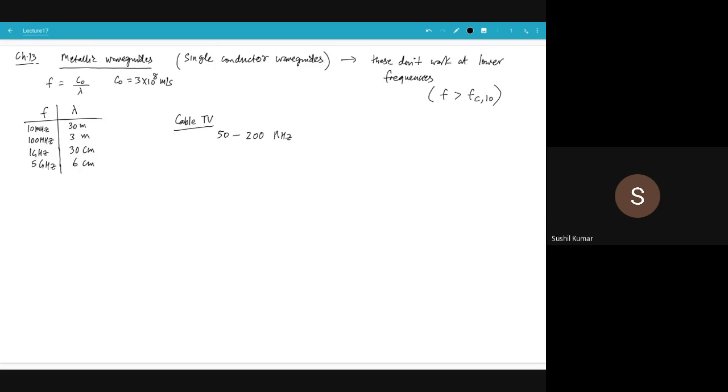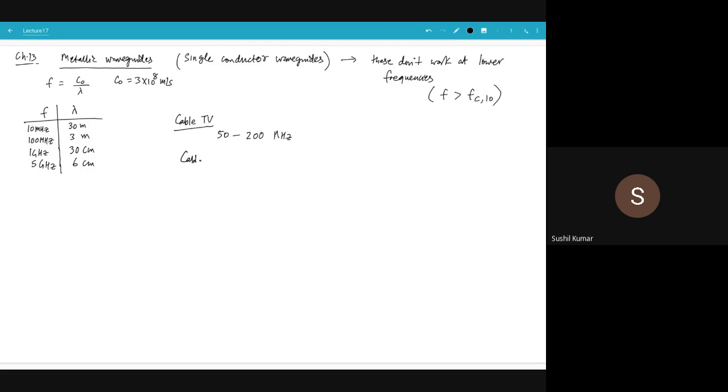So there is something about waveguide dimension. The dimension has to be of the order of the wavelength or larger for a waveguide, in this case a single conductor waveguide. And optical fibers can bring it because you are piggybacking your signal onto the optical carrier frequency, right?